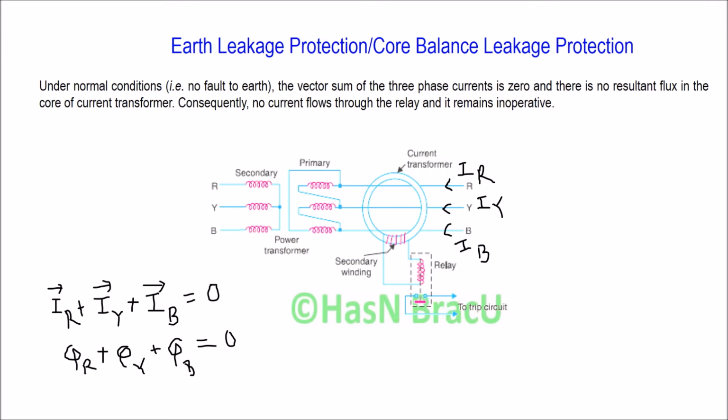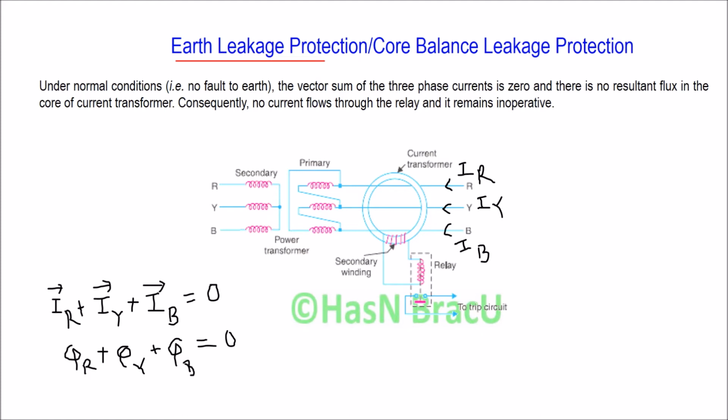In this video, we will discuss Earth Leakage Protection System for Power Transformer. From the construction, you can see three phase lines of primary winding of a power transformer are taken through the core of a current transformer.